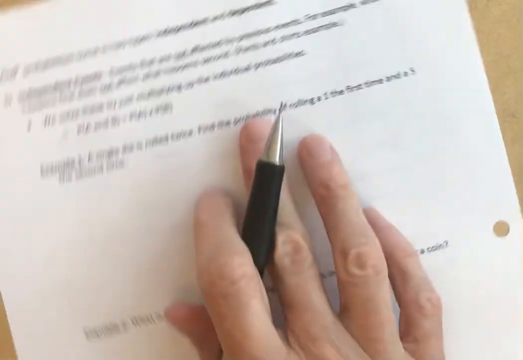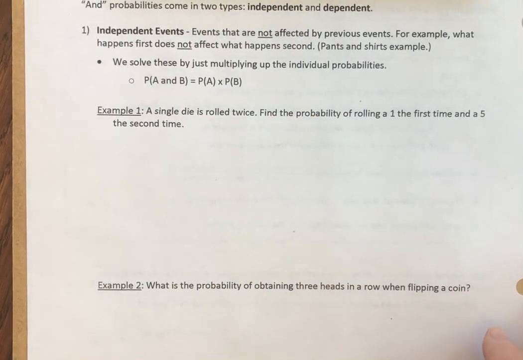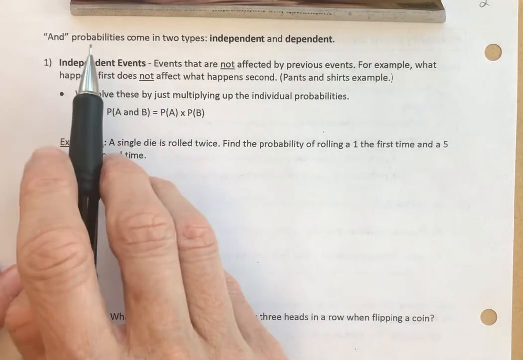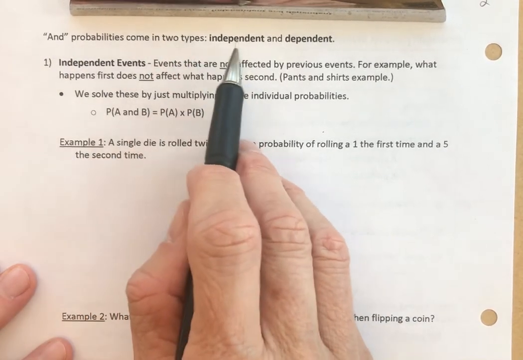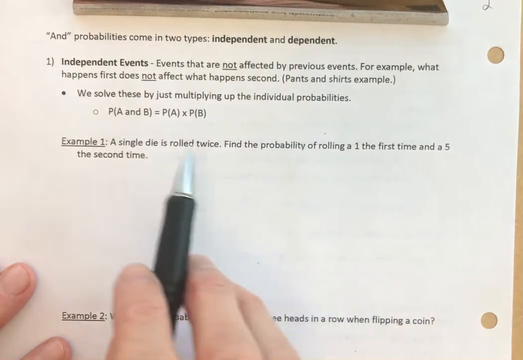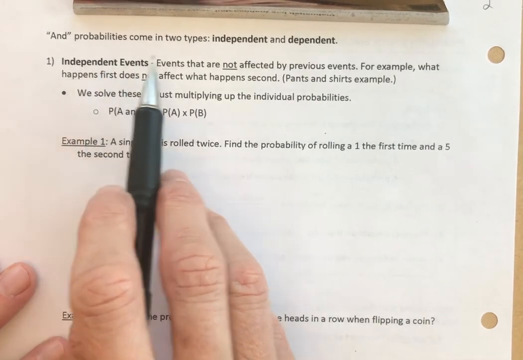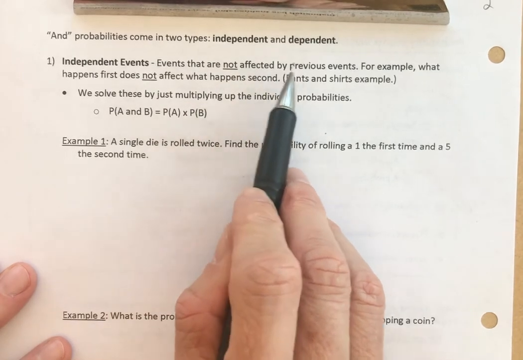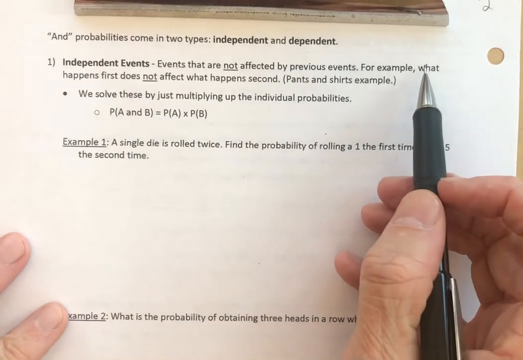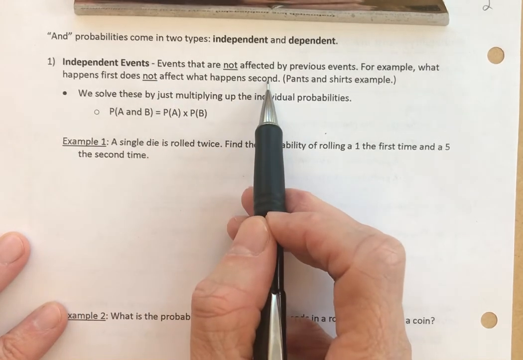Let's take a look at the 2 ways that you'll see in probabilities. Probabilities come in 2 types. You have independent events and dependent events. Independent events, as you might imagine, are not affected by the previous event. They are separate. For example, what happens first does not affect what happens second.